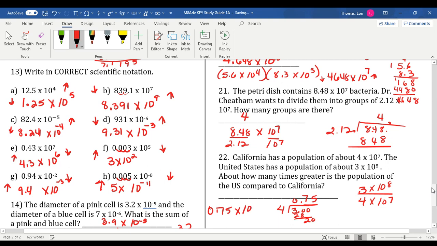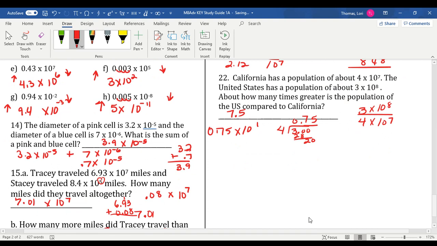So we have 0.75 times 10. We're going to subtract. 8 minus 7 is 1. We'll make our adjustments, 7.5. So we go up here and we go down here. So that would be 10 to the 0, which is just 1. So we can just say 7.5.